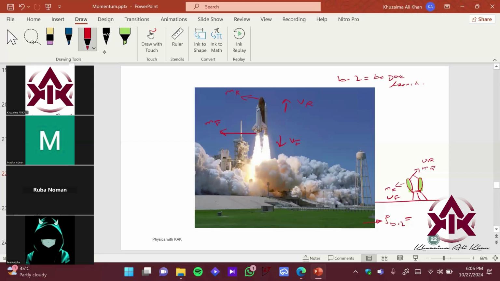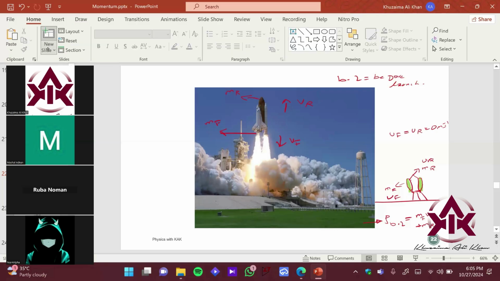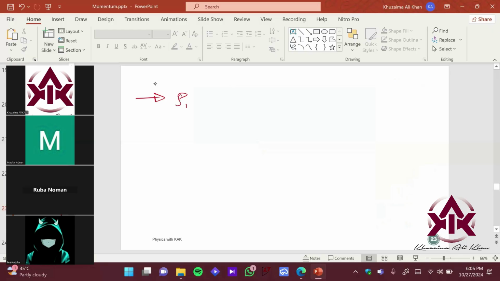Since it is at rest, nothing is moving. So the initial speed of fuel equals the initial speed of rocket, that is zero. They both are at rest. Therefore, the momentum before launch equals the mass of fuel times the initial speed of fuel plus the mass of rocket times the initial speed of rocket. That is mass of fuel times zero plus mass of rocket times zero. Therefore, the momentum before launch of the rocket is 0 Newton second, right?